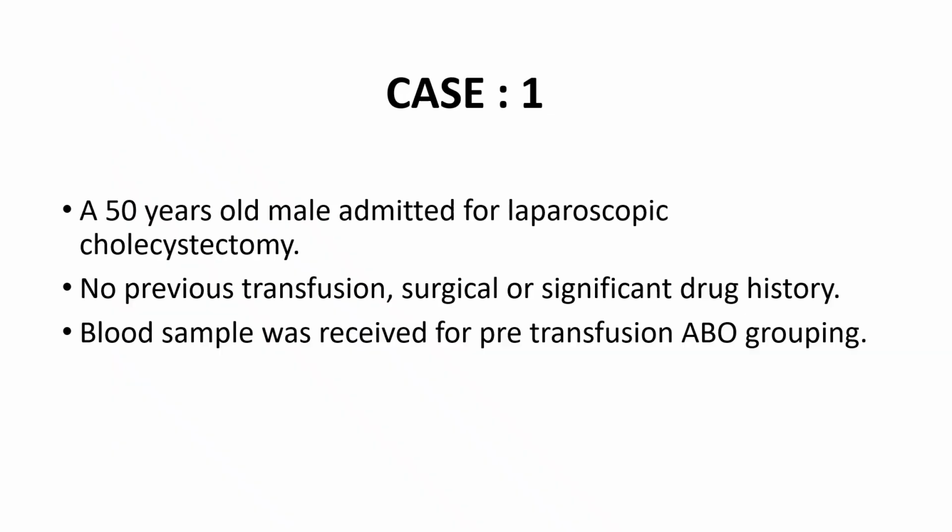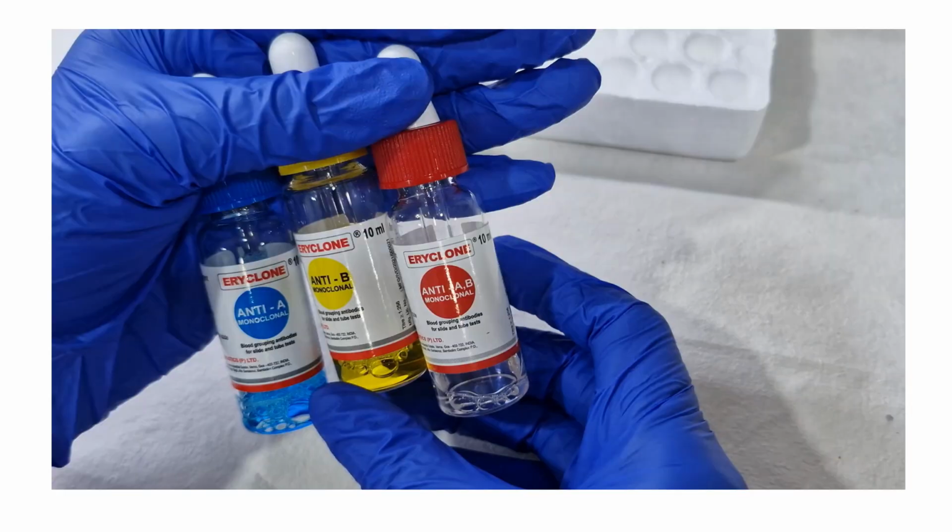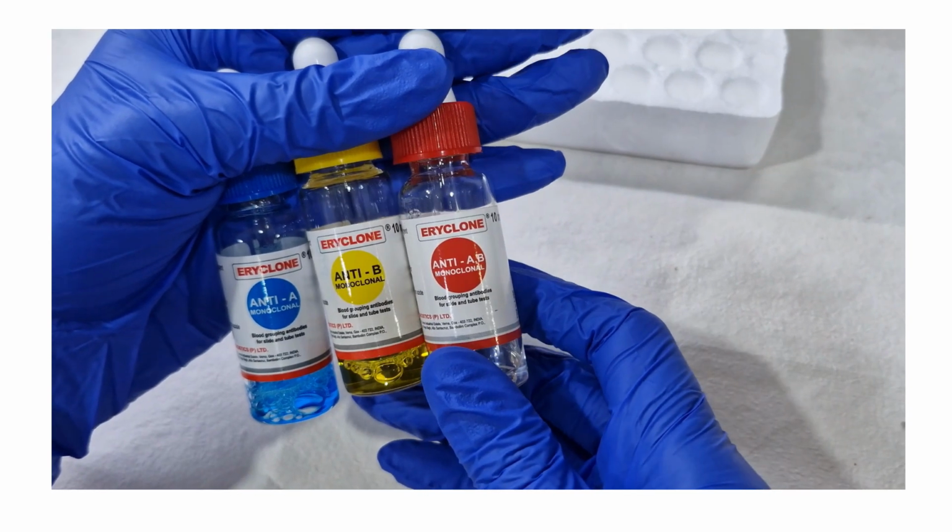Welcome everyone. I'm Dr. Prachi Janotti and we'll be discussing the case of a 50 years old male admitted for laparoscopic cholecystectomy, no previous transfusion, surgical or significant drug history. We received his blood sample for pre-transfusion ABO grouping. The requirements of forward grouping are commercially prepared anti-sera, monoclonal anti-A, anti-B and anti-AB.